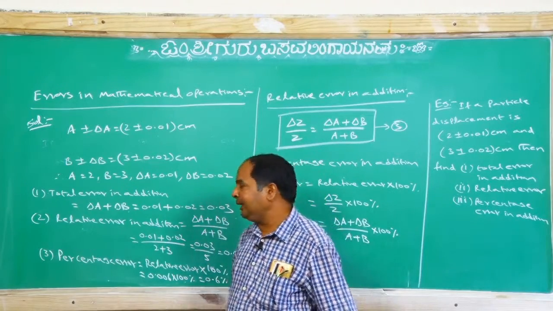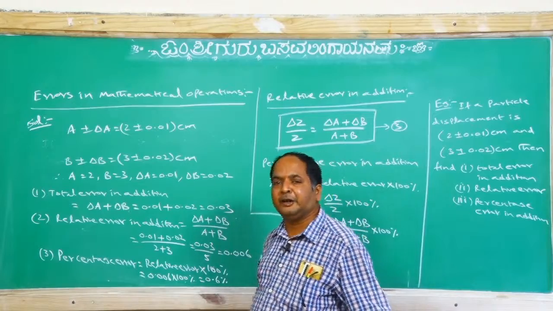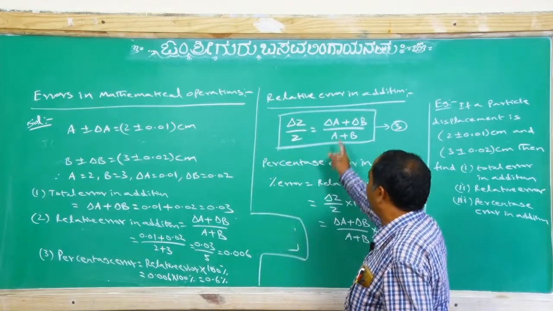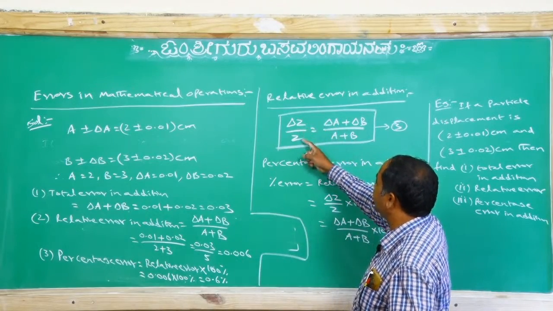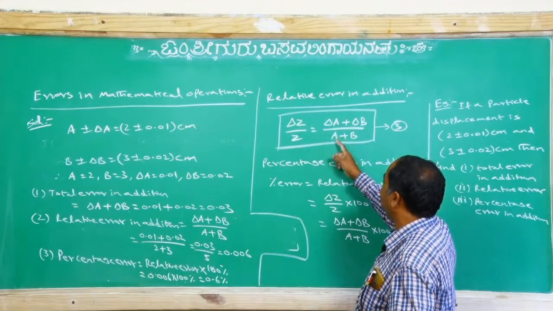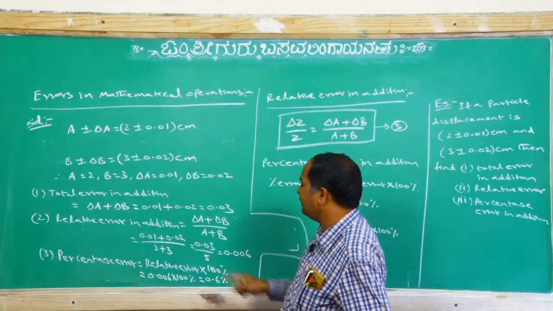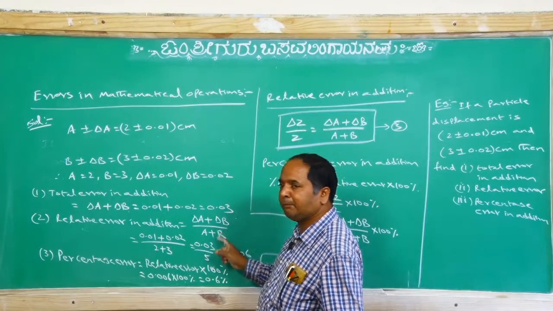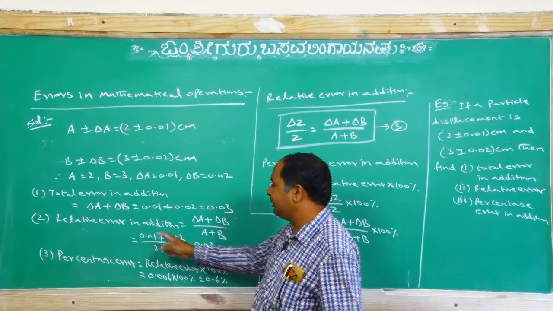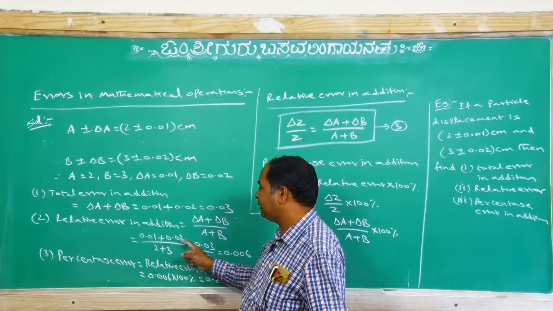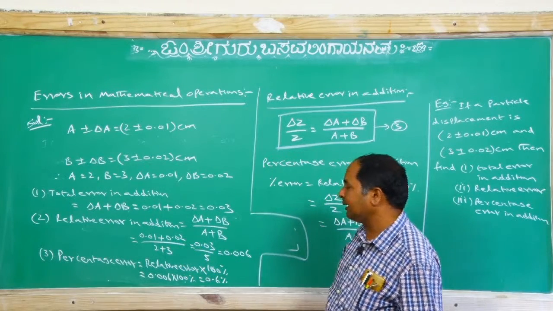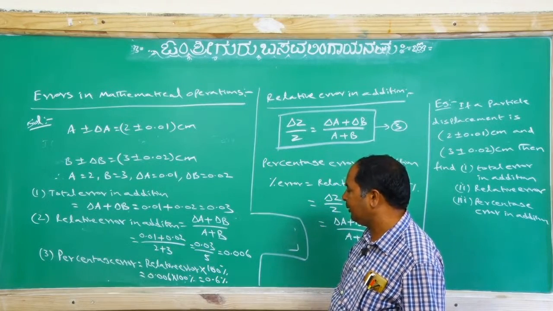Okay. Next, relative error in addition. What did we get for relative error? Delta Z by Z, that means delta A plus delta B by A plus B. Here the values are given, so that means 0.01 plus 0.02 by 2 plus 3. That is 0.03 by 5. That is 0.006.